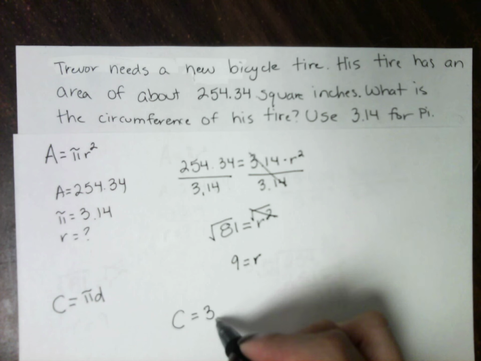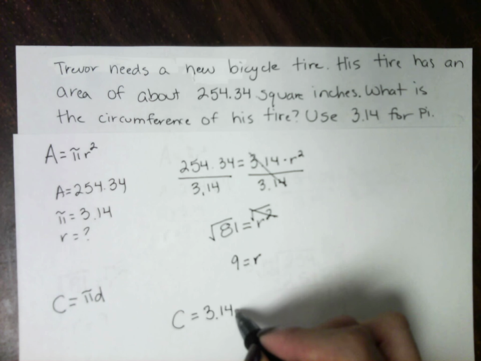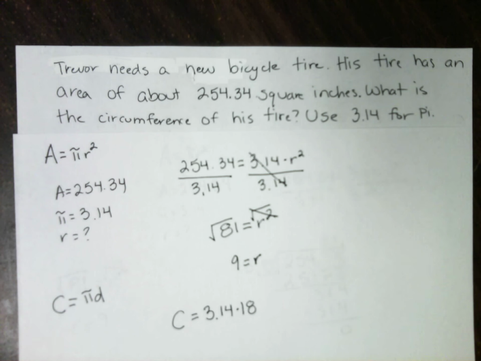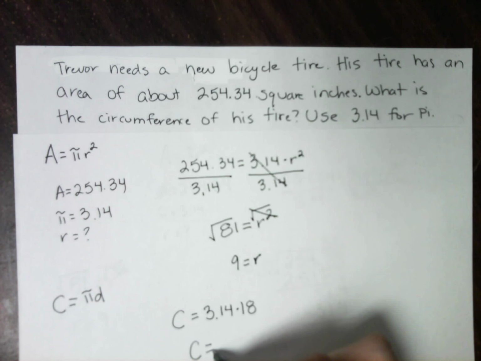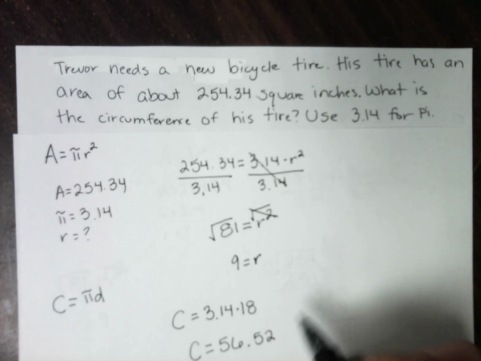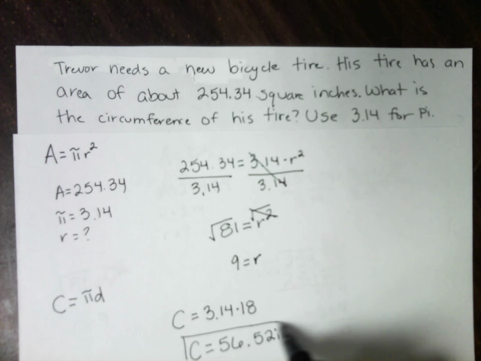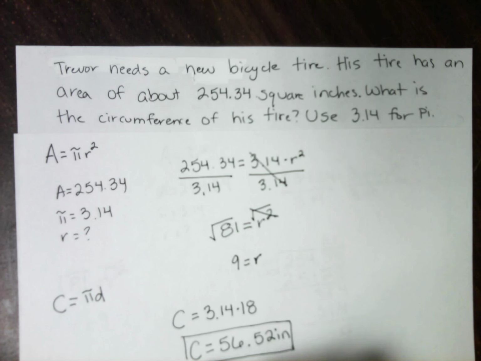I know pi is 3.14, and I know now my diameter is 18. Now, again, I have already done the math because it's pretty simple once you get this work done. But C will end up being 56.52, and it's inches. And that is my answer. That is my circumference for his new tire.